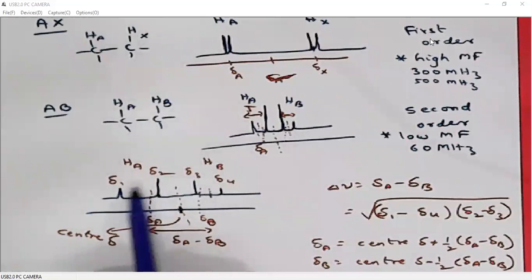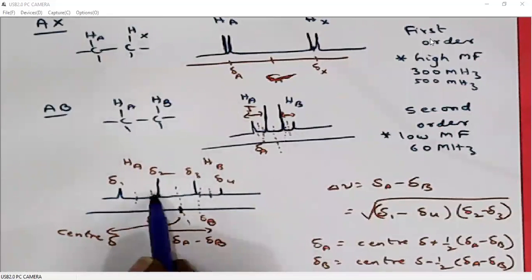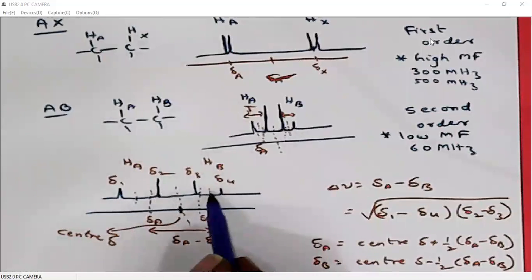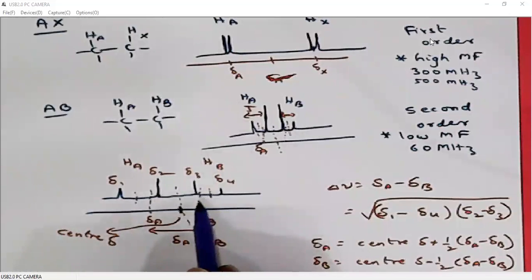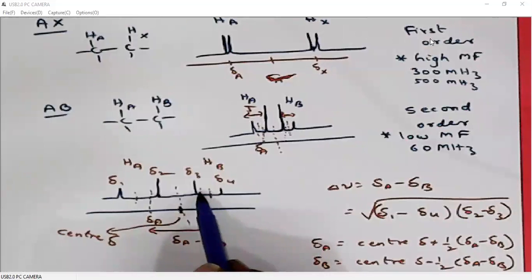For example, if you take these two peaks for the A type proton and these two peaks for the B type proton, we may try to take the middle of these two peaks for delta A and the middle of these two peaks for delta B. But it is not true in the case of a second order spectrum. In a second order spectrum, the delta of the A type protons will be closer to the inner peak. Similarly, here also the delta of the B type protons is closer to the inner peak. Then how do we measure it?